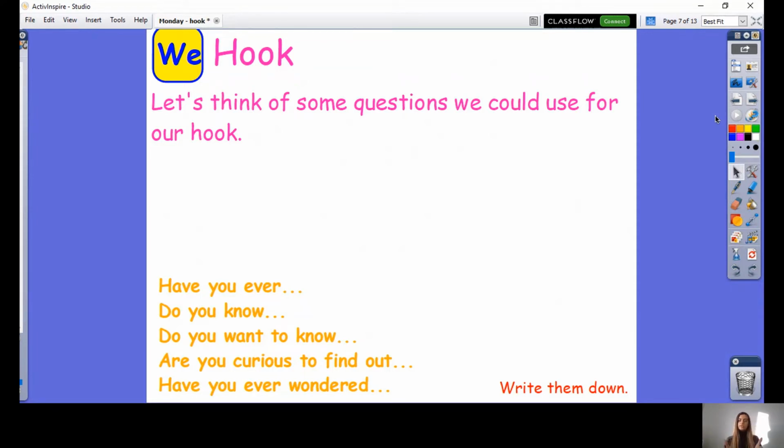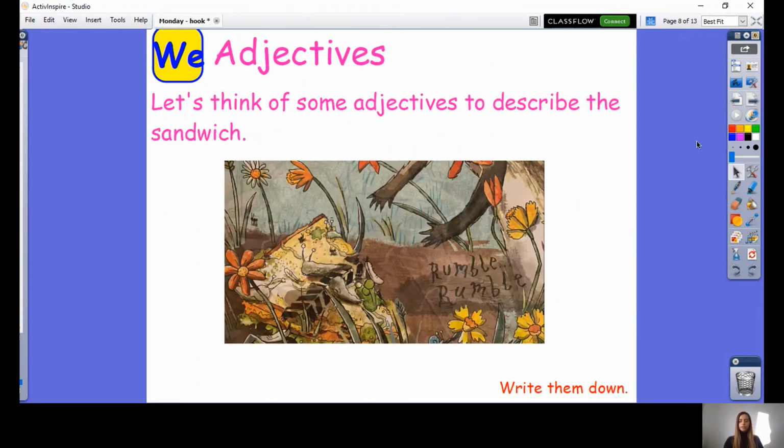They sound great. Fantastic. Now we need to think of some adjectives to describe the sandwich. You might want to say it's a disgusting sandwich. What other adjectives could we use to describe that sandwich? Pause the video and I want you to write at least 3 different adjectives you could write for your sandwich.